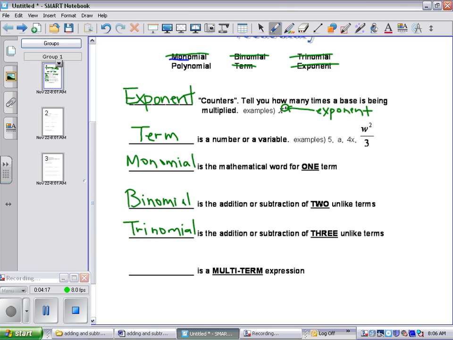And the last one, a multi-term expression is a polynomial. Poly means many. So polynomial. Okay, those are the vocab words we should know. Flip to your next page.